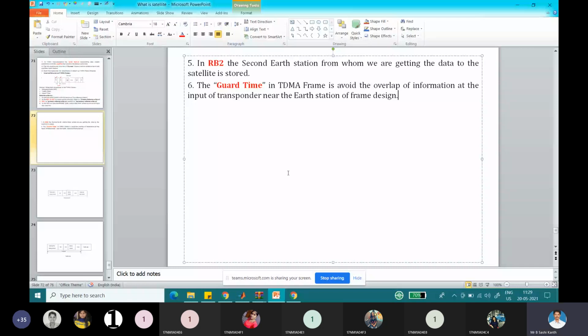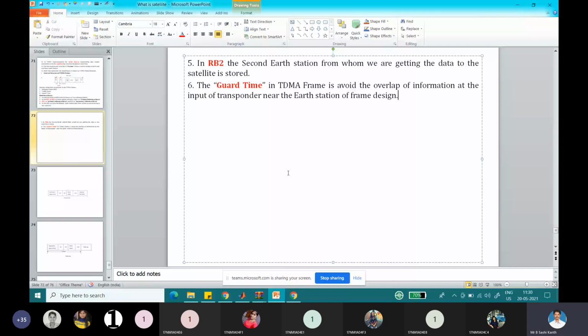In the same way, when the satellite has to send the data to the earth station in the reverse direction, there also the frame will be designed in TDMA form, and that will be sent from the satellite to the earth station. So the same thing will happen on the other side also, but we are discussing now only the TDMA in terms of transferring from the earth station to the satellite. So these two things we have seen, the reference burst 1 and 2 and the guard time. Next, we are going to discuss the next point.